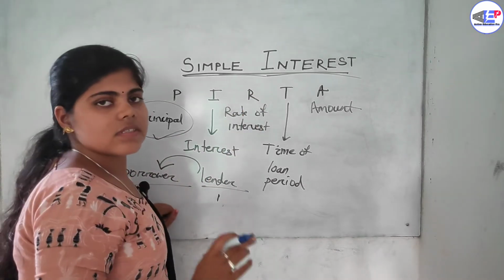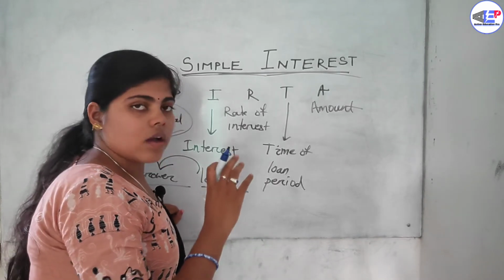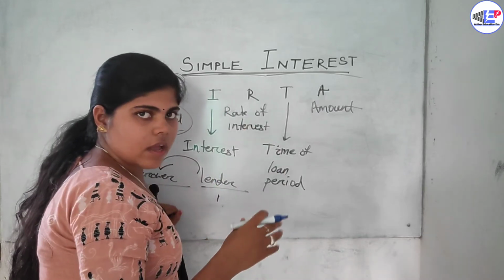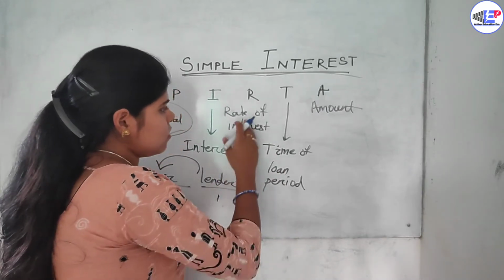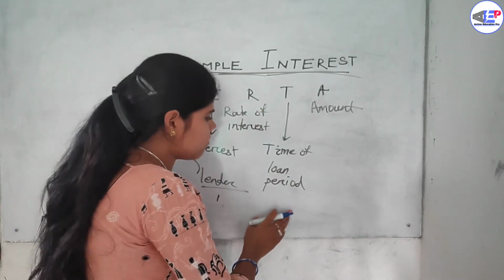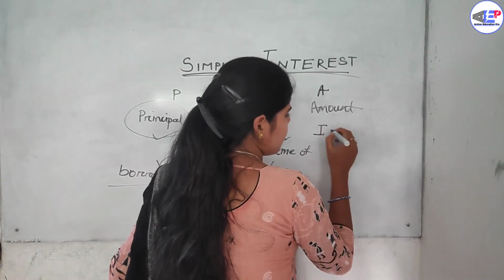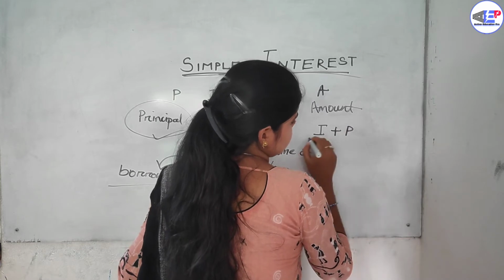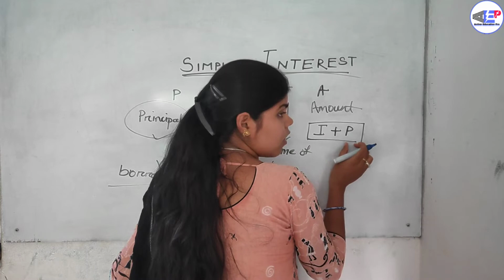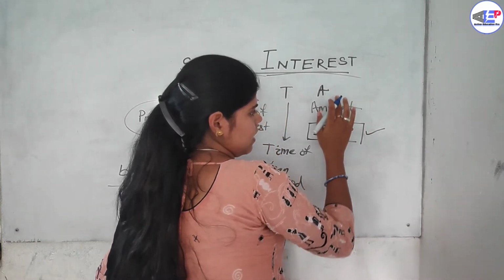And then R means rate of interest, on which percentage the interest is to be calculated, annually, half-yearly or quarterly. This is the rate of interest according to the time of loan period. Then T is the time of loan period, and A means amount. Amount is interest plus principal. When the additional money is added to the principal money, then this becomes the amount. The capital letter A is the amount.